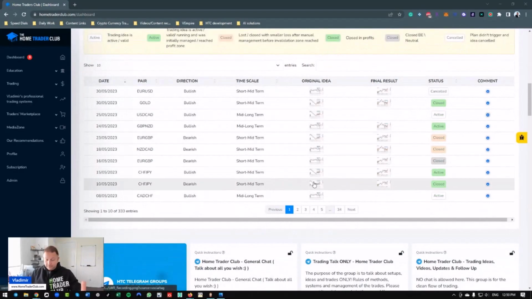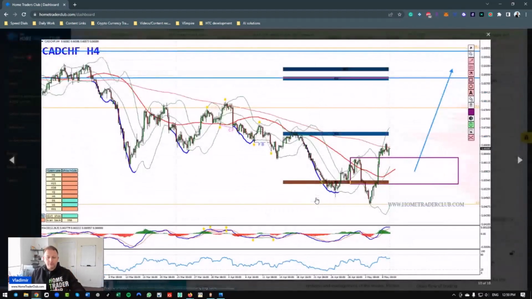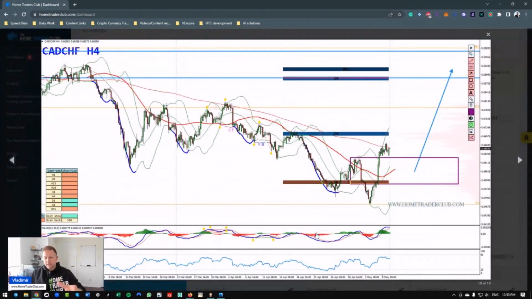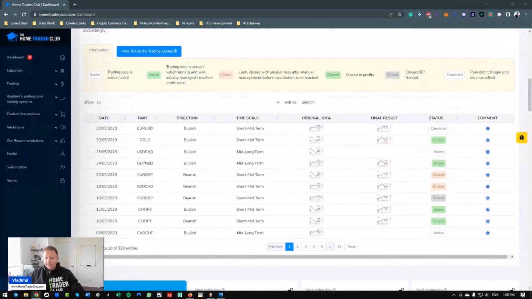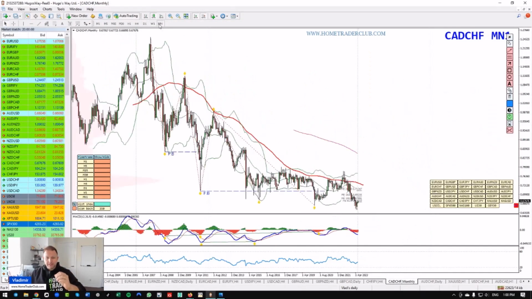To be fully transparent, this one we are already riding from Home Trader Club. This is our trading journal we have here, and we have been riding it since the beginning of the month. However, I think it's not late to look for opportunities to join and ride it. So this is where we got involved. And here is why I believe this is just the beginning. So let me explain. Let's go to the charts and take a look at what happens here.